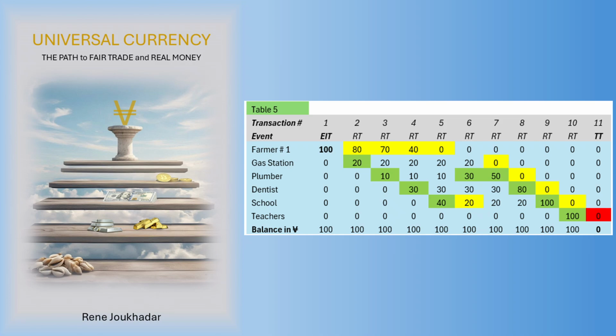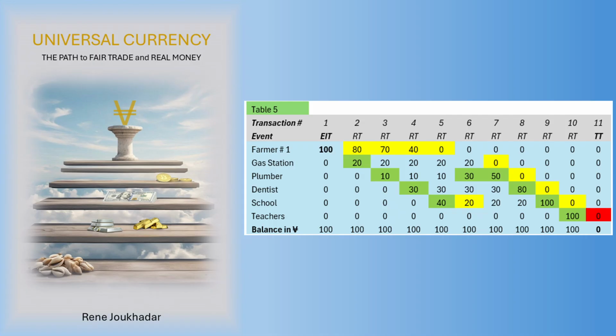If you notice, so far in all these transactions, the balance at the bottom here is always 100 V. So what happens at transaction number 11? Why is the balance 0? Because this is a terminating transaction, meaning primary products have been sold from the SOV.